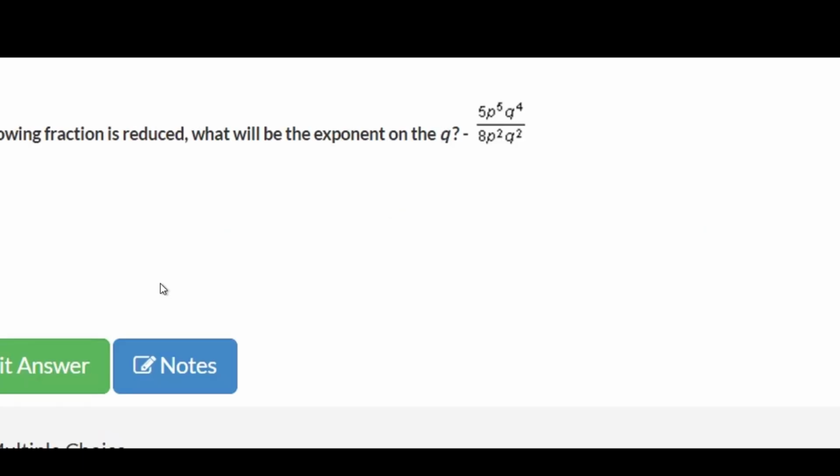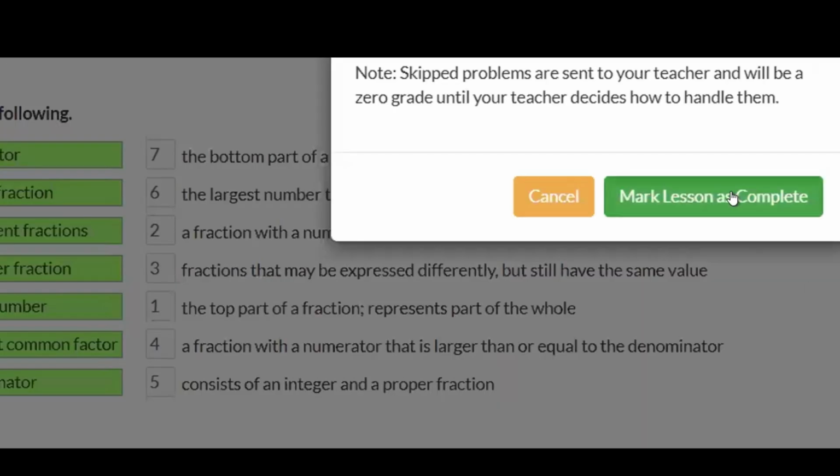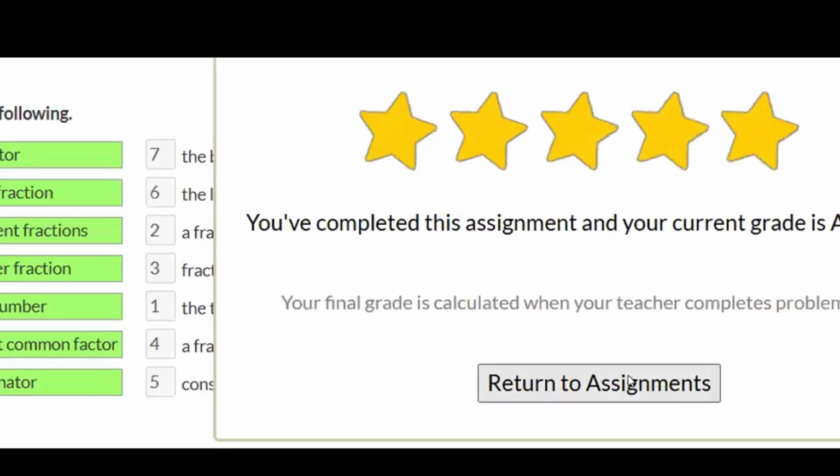This one? If the following fraction is reduced, what will be the exponent? Q power 2. So the power is 2. Excellent.